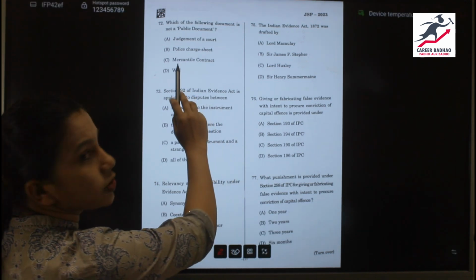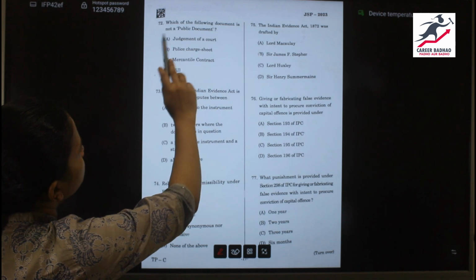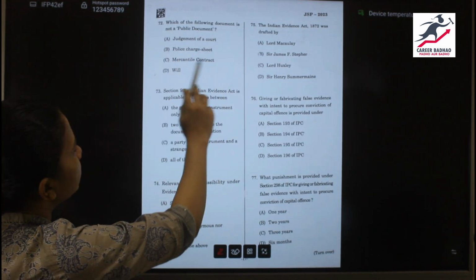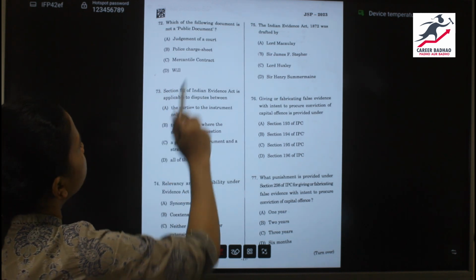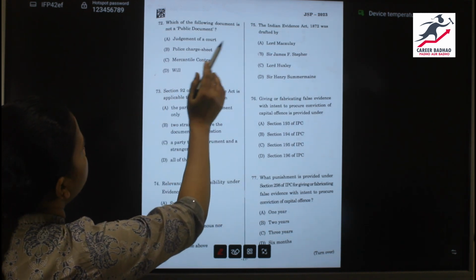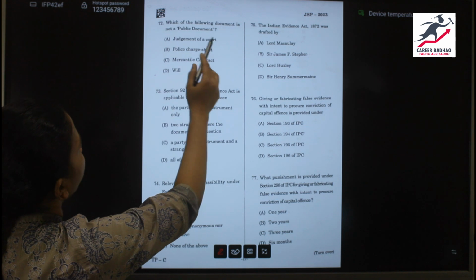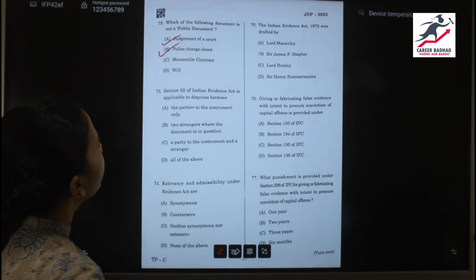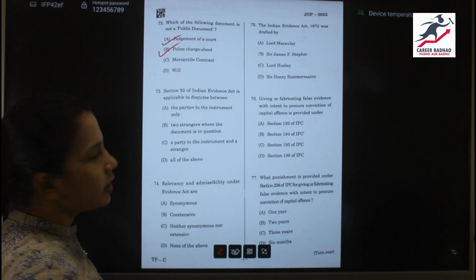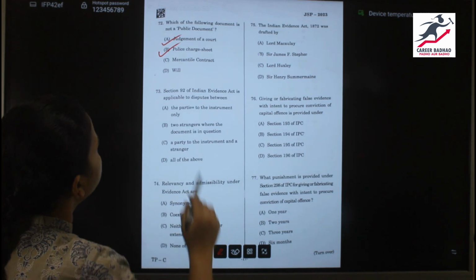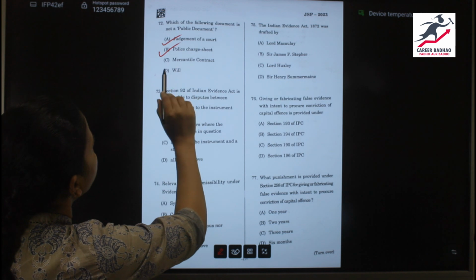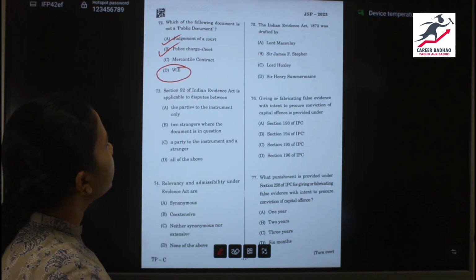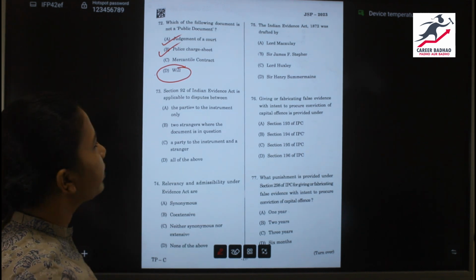Question number 72. Which of the following documents is not a public document? Judgment of a court, police charge sheet, mercantile contract, or will? Judgment is a public document. Police charge sheet is a public document. Mercantile contract is a contract, but it is accessible to others also. So the most appropriate answer would be will. So will is the correct answer. It is not a public document. It is a private document made by a private person.